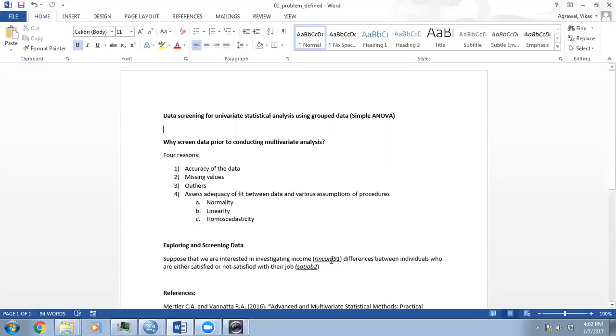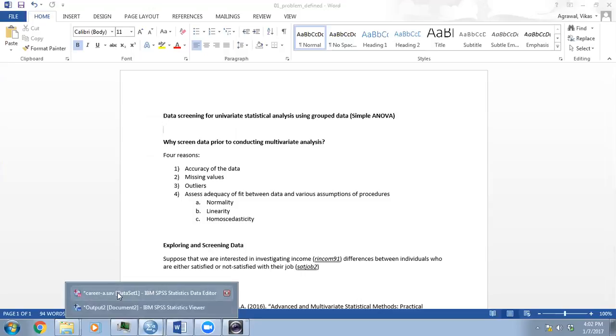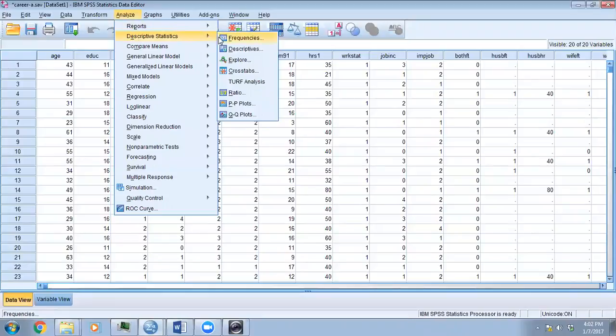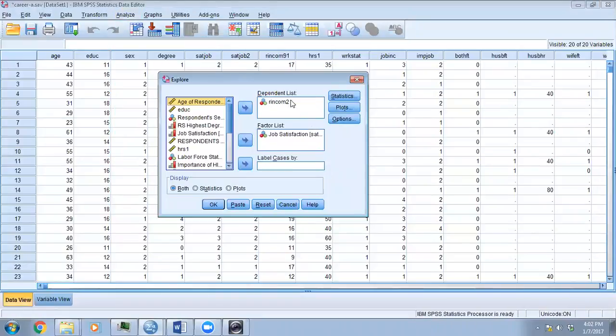So linearity has to be checked among two variables, so we cannot perform that here. Let's go ahead and do the analysis here. We're going to analyze descriptive stats again, explore again. We're going to do our income here, job satisfaction here.